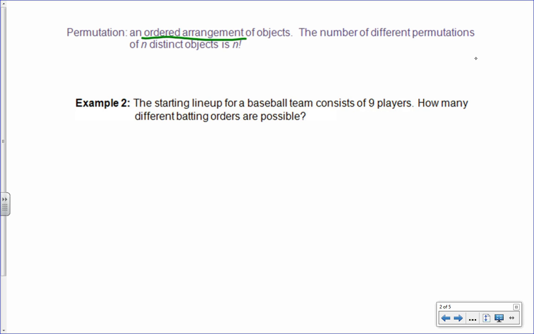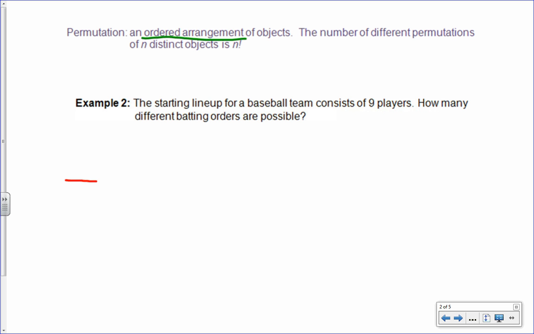So a good example here is the starting lineup for a baseball team consists of 9 players. So if you just take those 9 players that we know have to play, how many different batting orders are possible? Now we could do the blanks, right? Or we could use this rule up here. I'll show you that it's the same.